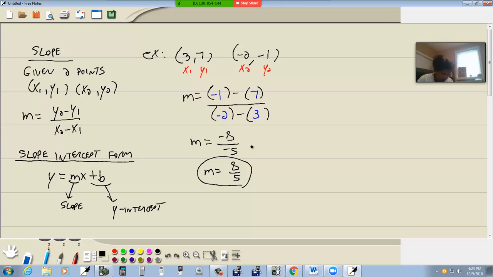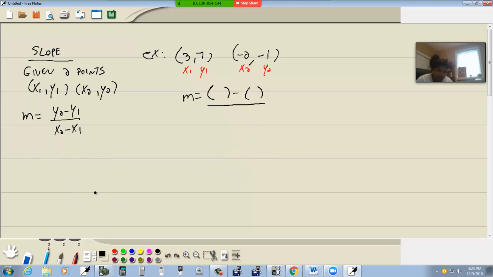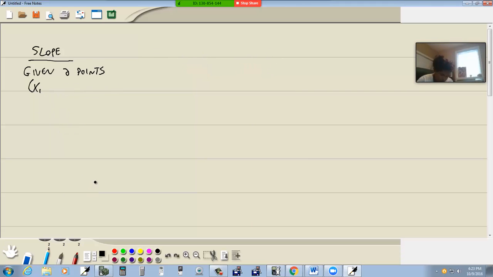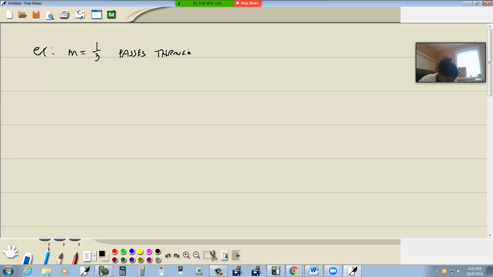One particular example you may have is where they give you the condition, something like they tell you slope is 1/3 and it passes through the point (5, -1). And they ask you to find the equation of the line.